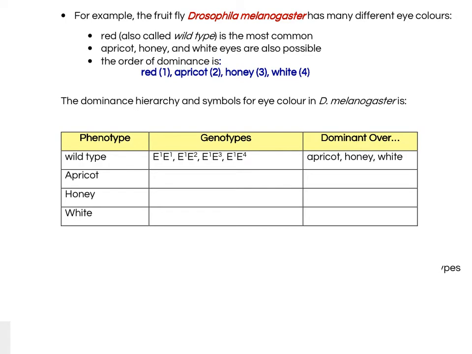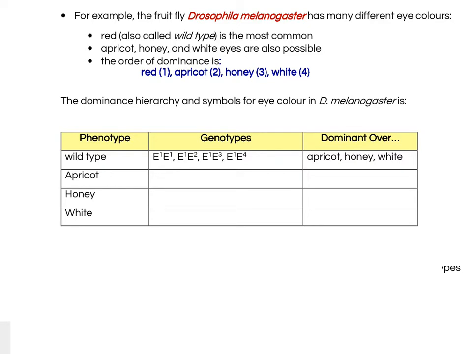So I want to break this down a little bit more for you in terms of what the genotypes are going to look like in the case where there are multiple alleles. So I've chosen to use the capital letter E here for eye color, and I've assigned a number for each of the eye colors as above. But this is simply one way to do it.